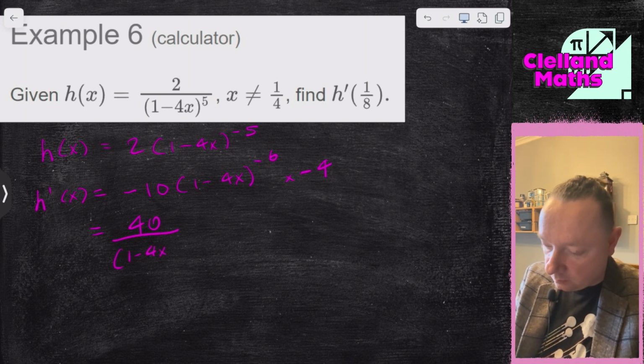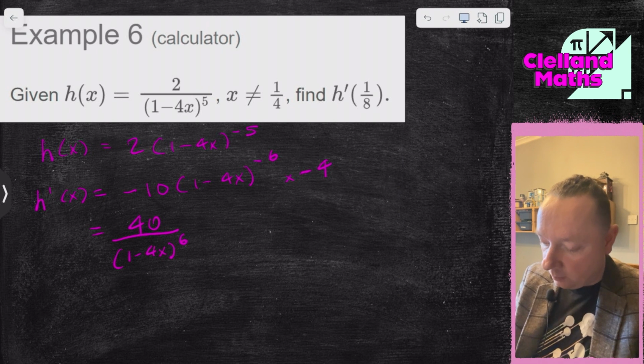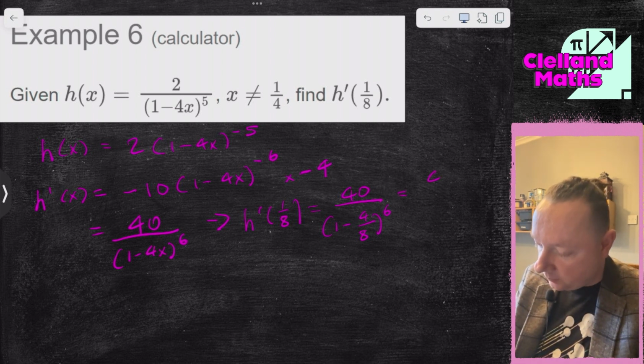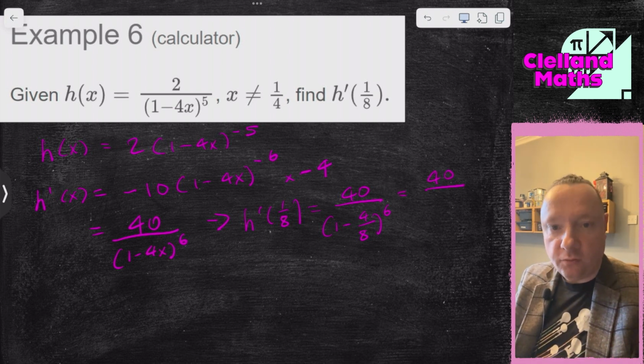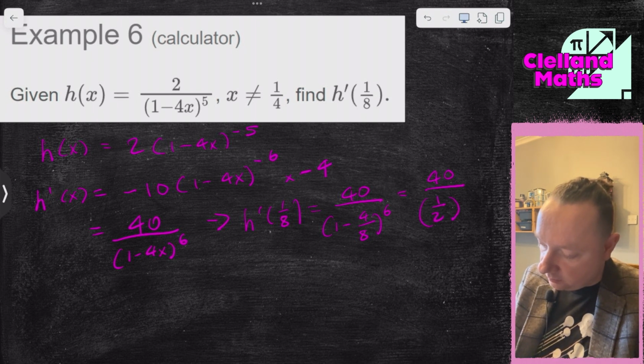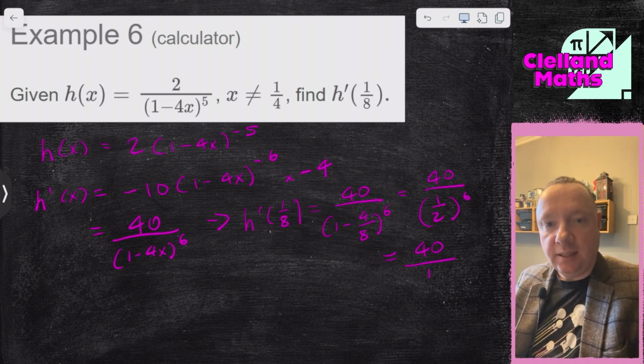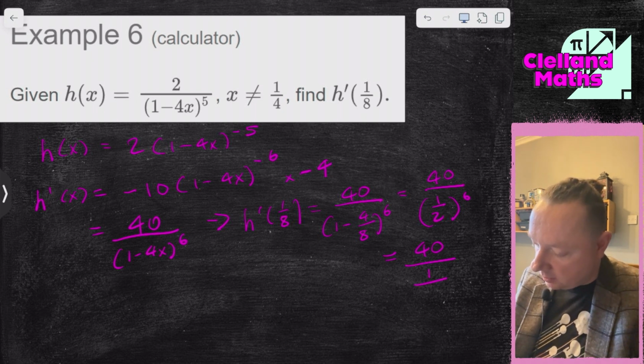Now this is a calculator question, so I'm going to do it with mostly calculator. h dash of 1 over 8 is 40 over 1 minus 4 eighths to the 6th. Okay, I'll do it with a calculator, let's go. 40 over 1 minus 4 eighths is 4 eighths, which is a half, to the 6th. Well, what's a half to the 6th? Well, that's going to be 1 over 2 times 2 times 2 is 4, times 2 is 8, times 2 is 16, times 2 is 32, times 2 is 64. Times by the reciprocal, so that's just going to be 40 times 64 over 1.